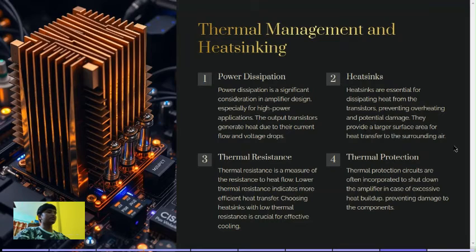Thermal resistance. Thermal resistance is a measure of the resistance to heat flow. Lower thermal resistance indicates more efficient heat transfer. Choosing heat sinks with lower thermal resistance is crucial for effective cooling. Thermal protection. Thermal protection circuits are often incorporated to shut down the amplifier in case of excessive heat buildup, preventing damage to the components.